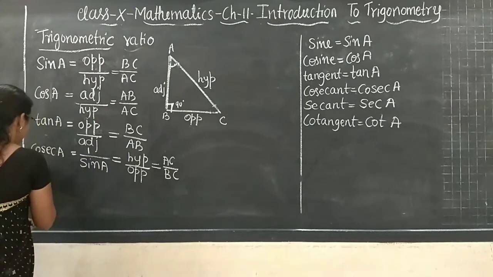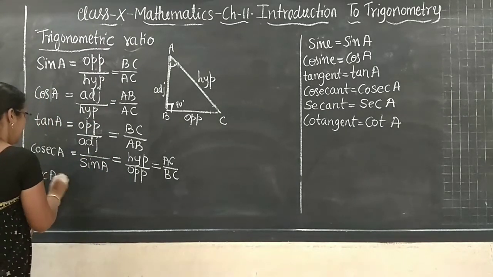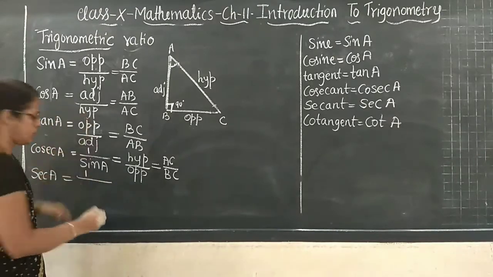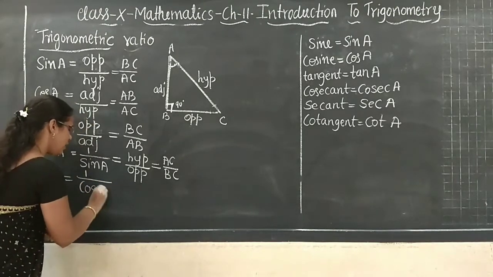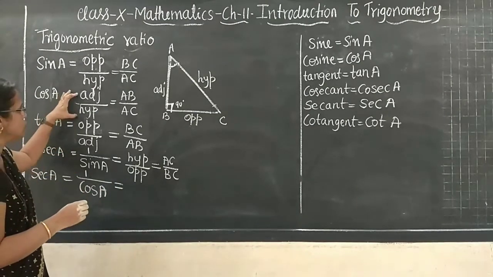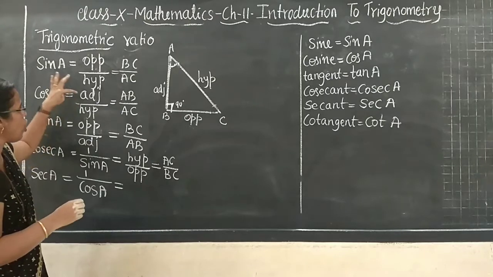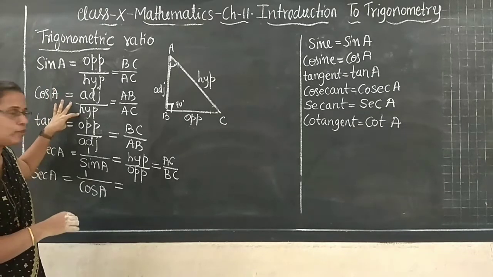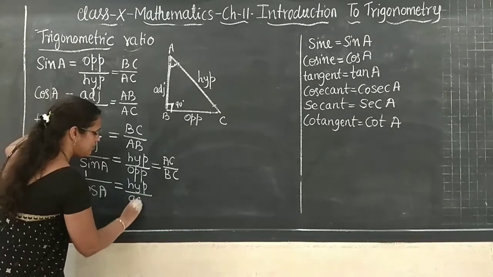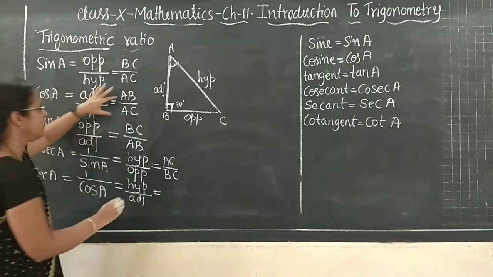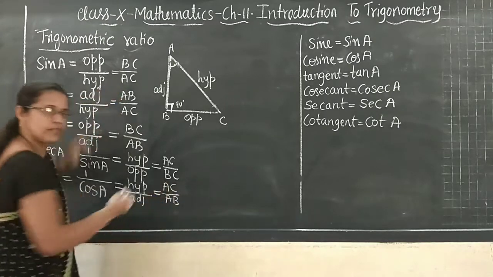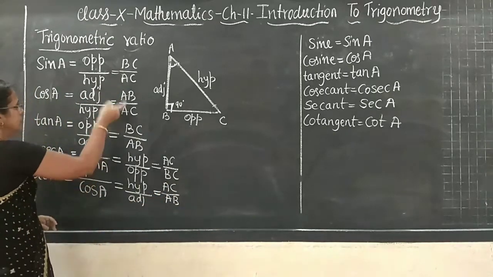Okay. So then next comes secant. Secant A, how to write? It's just a reciprocal of cos A. Reciprocal of cos A, 1 by cos A. This cos means what? Cos means adjacent by hypotenuse. You have to write hypotenuse by adjacent. That's all. So it will become AC by AB.